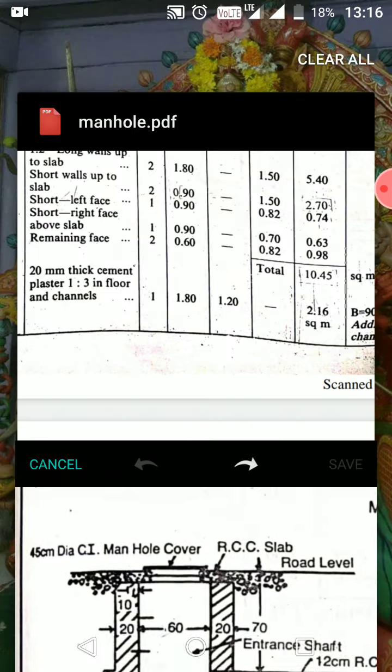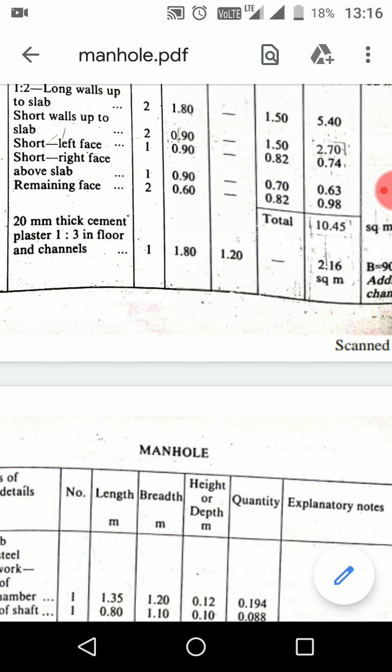So that's why they have taken the short left face, 0.9 meter is the length and the height will be 0.82, and above the slab one face 0.9 and the height will be 0.7.